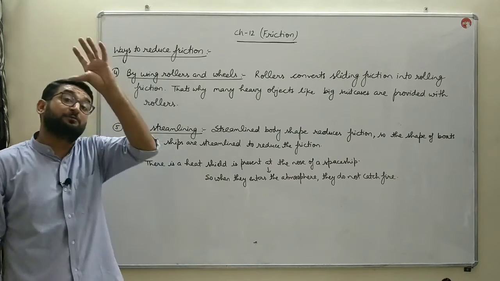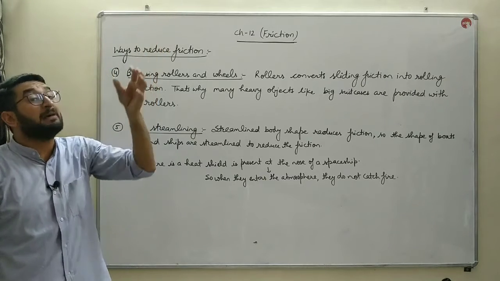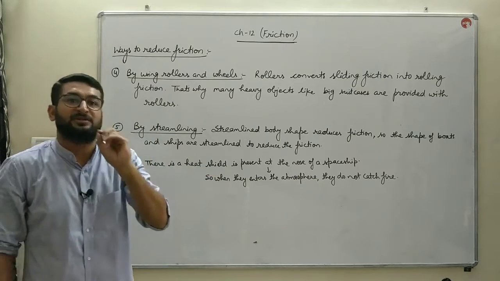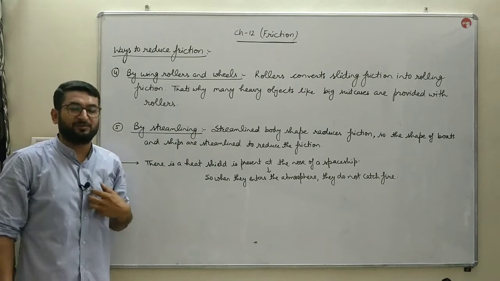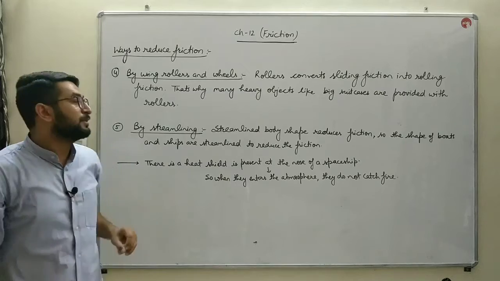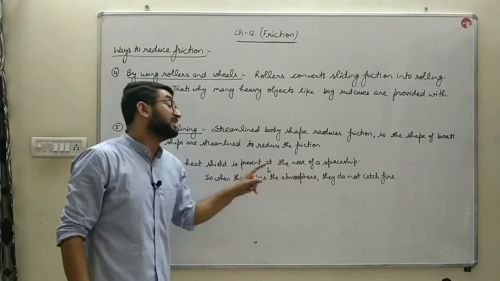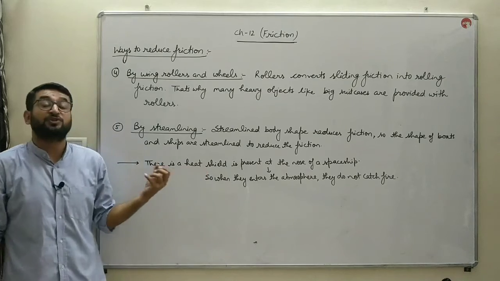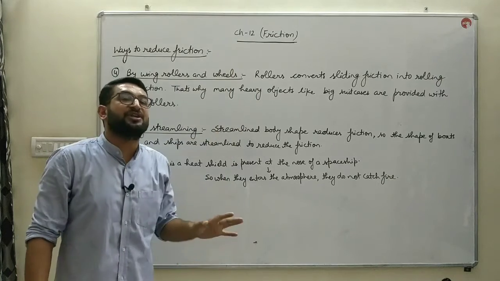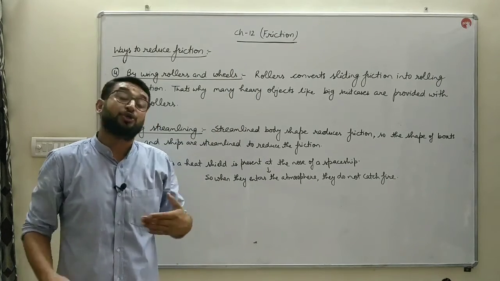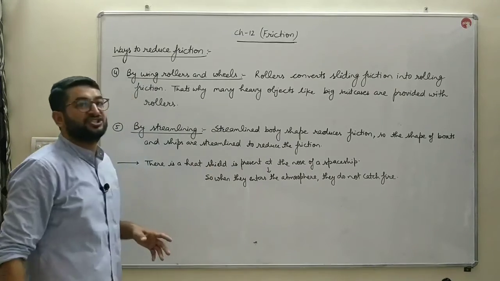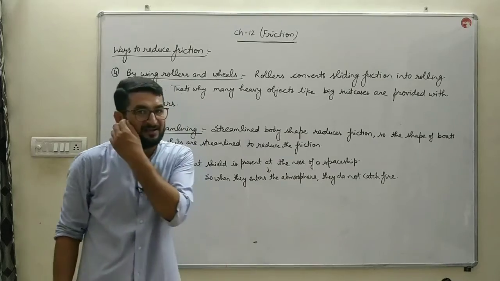So likewise, when a spaceship goes into space and returns back into the atmosphere, it should also catch fire, but it's not happening. Just like a meteor catches fire when it comes into the atmosphere, the spaceship should also catch fire, but that does not happen. Why? Because at the nose of the spaceship there is a heat shield, which shields the spaceship from the extra heat which is generated due to friction of air. So that heat is absorbed by the heat shield, and the spaceship does not catch fire.